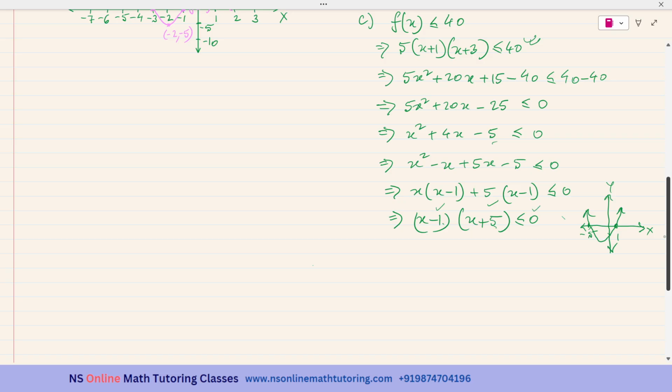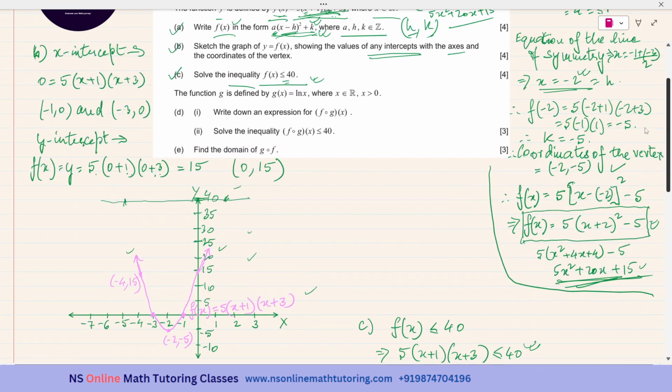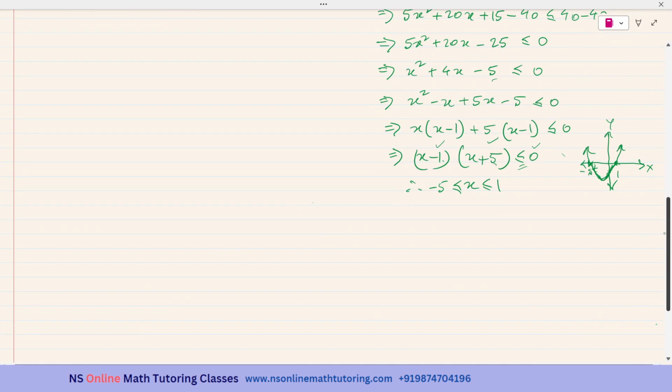And the inequality is less than or equal to 0. So we are seeing this portion is below the x-axis. So for x values between negative 5 and 1, the y values are negative, and we should be including negative 5 and positive 1 because this equality sign is there. So the answer will be x is greater than or equal to negative 5, but less than or equal to positive 1. Okay. Solved. So this is the solution.